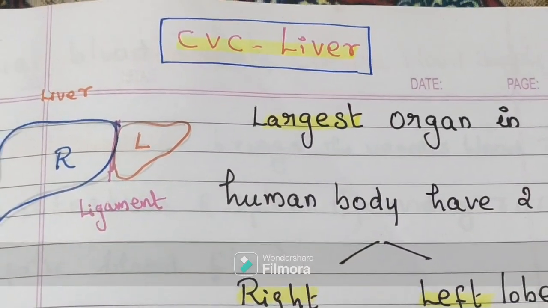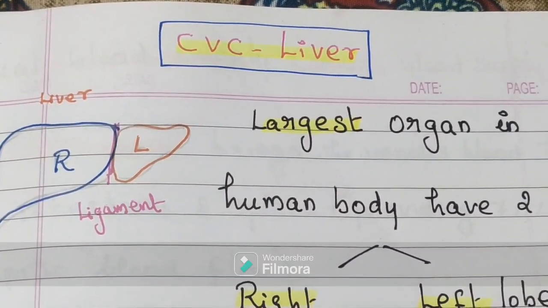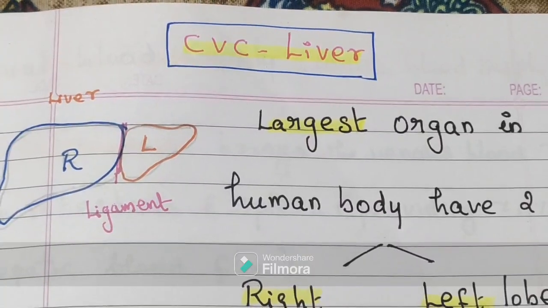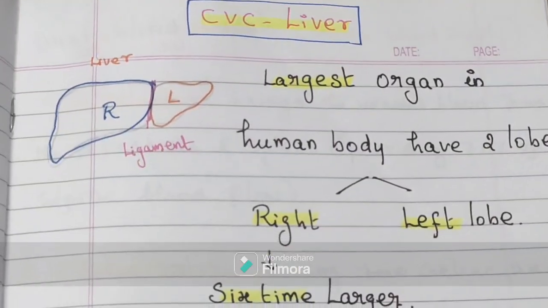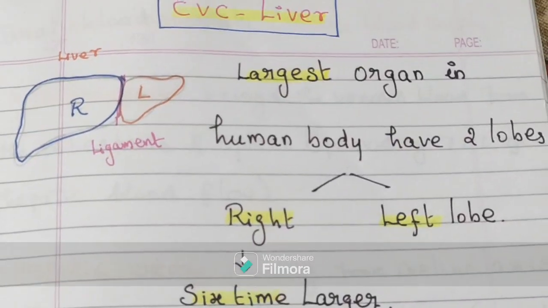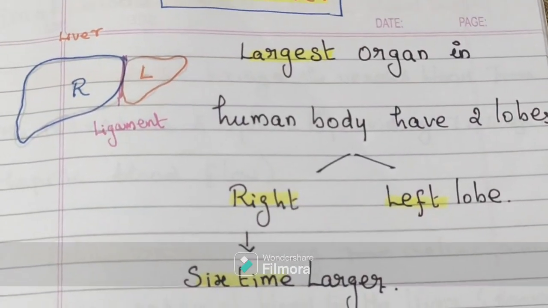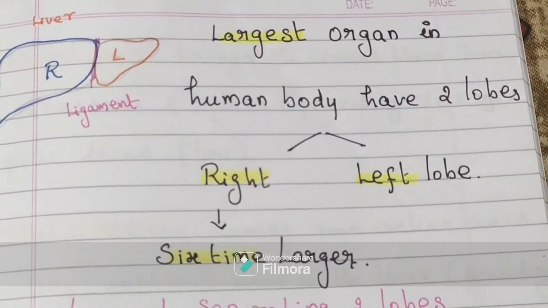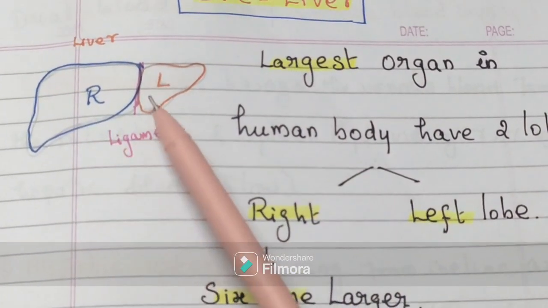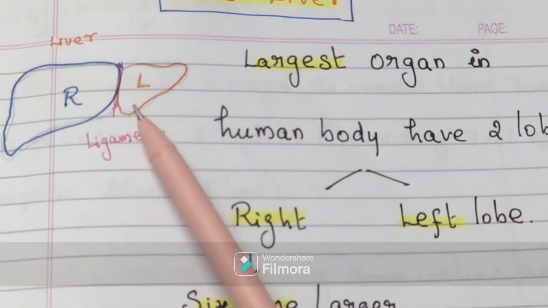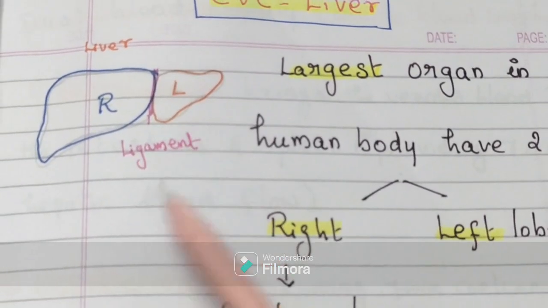In this video, we'll discuss about the liver. First, we'll look at the histology of the liver. The liver is the largest organ in the human body. The liver has two lobes. This is the right lobe of the liver. This is the left lobe of the liver.